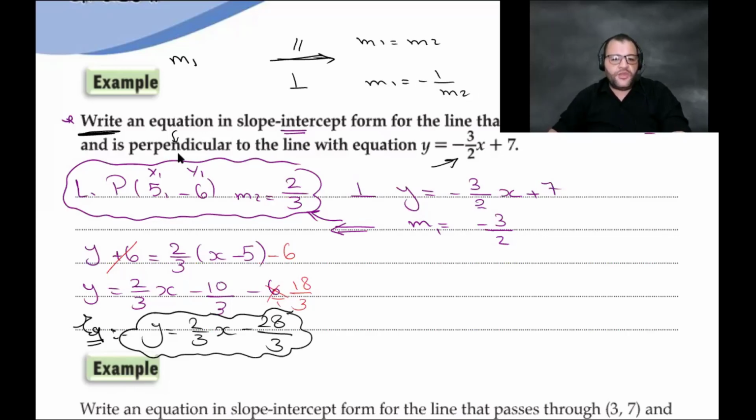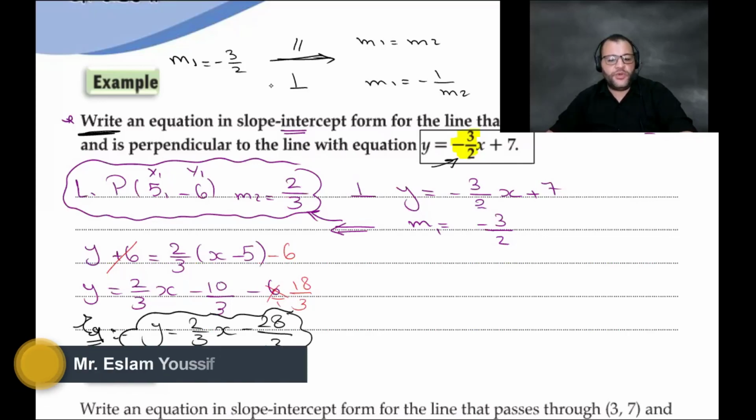Now, the given two lines are perpendicular. What is the meaning of that? We need to find M1. What is M1 from the equation? That is the equation that we have. M1 is the coefficient of x, which is negative 2 over 3. Is that clear? Yes.